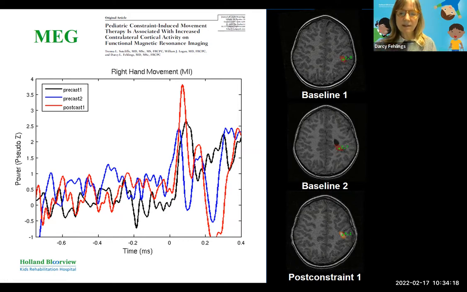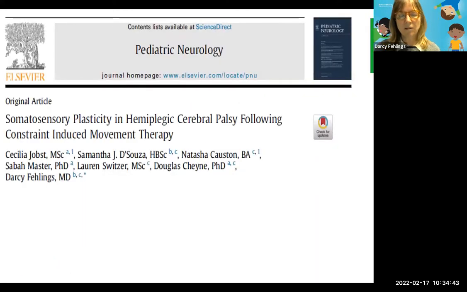One of the interesting things we found is that we saw very little difference in the motor messaging pre. Our signals seem to be in the sensory processing post. So this suggested to us that the sensory element of response to constraint may be part of the story, part of the neuromechanism of action. We continue to investigate this and have recently published this paper in Pediatric Neurology just earlier this year.